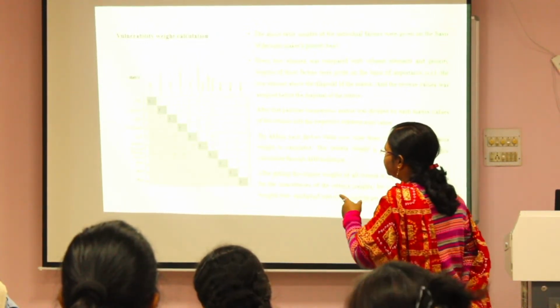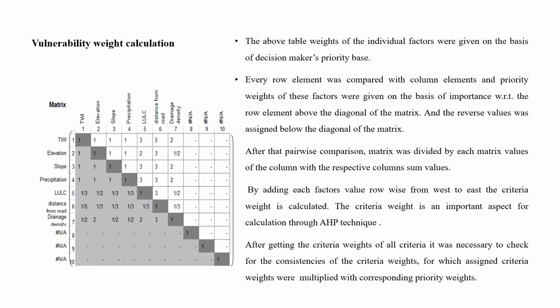See, first TWI is given as 1, it means it is equally important. Okay, elevation to elevation, it is also given 1 like this. LULC, if you see elevation to LULC, how important, it is given the 2. Okay, means each parameter is analyzed with all the parameters, like all 7 parameters, how important it is. Okay, like this you have to calculate the weight index.